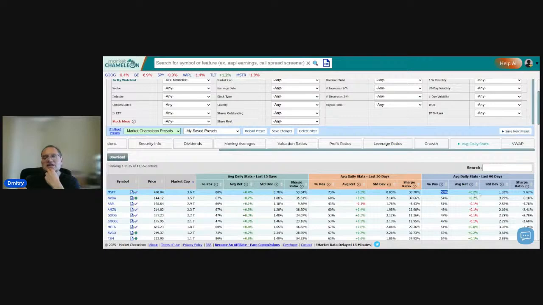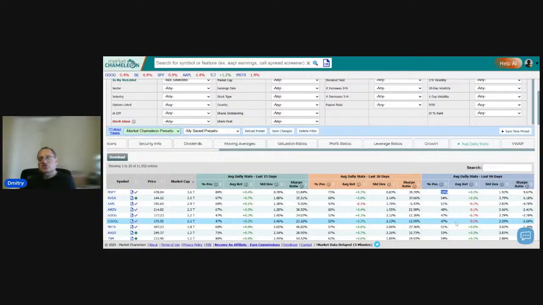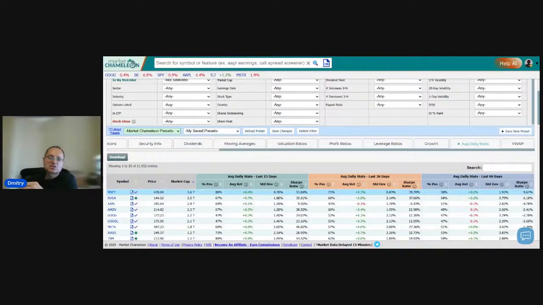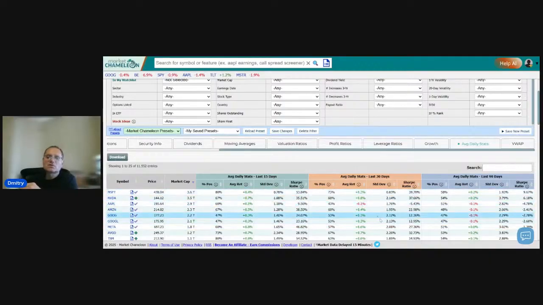Even in the last 90 days, we see average returns are positive, but 58% of the returns were positive versus in the last 15 days, 80%. So it's actually even improved here over time.